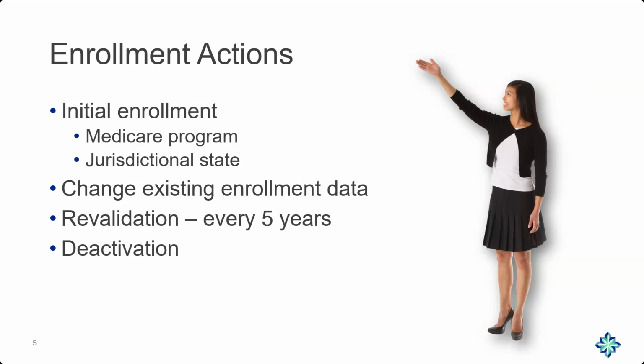Also, you can change existing enrollment data. This is really critical. You want to make sure that you're keeping your enrollment data up to date, making sure that if there's any changes in address, changes in name, changes in specialty, you're not letting that fall by the wayside. That is something that needs to be kept up to date. Not making changes timely is something that can cause claims denials or delays.